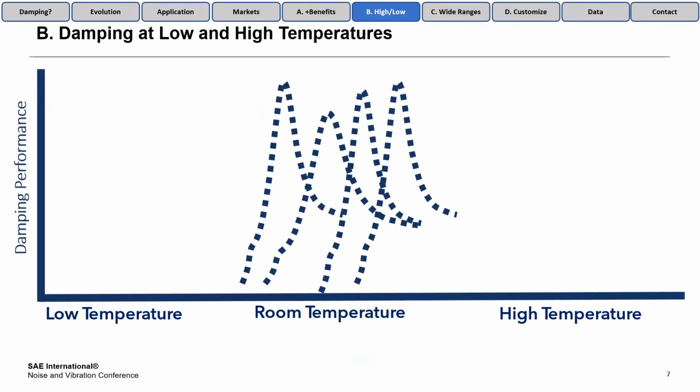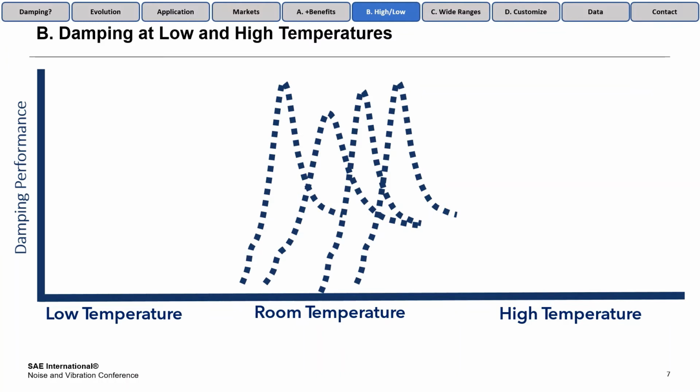All right, moving on to letter B, high-low. So the second unique benefit of silicone for damping is high and low properties. And I'm sure most people are familiar with this graph or chart here, but just to quickly explain, the y-axis is damping performance, and the higher the peak, the better the damping performance. The x-axis being a temperature scale.